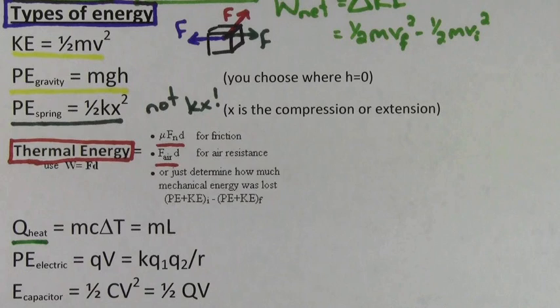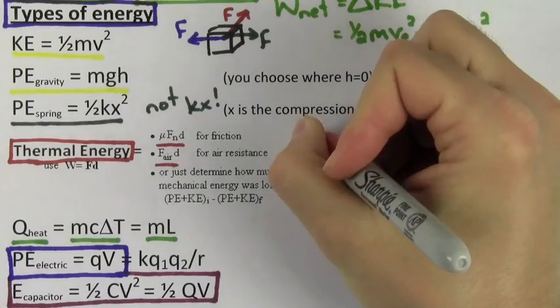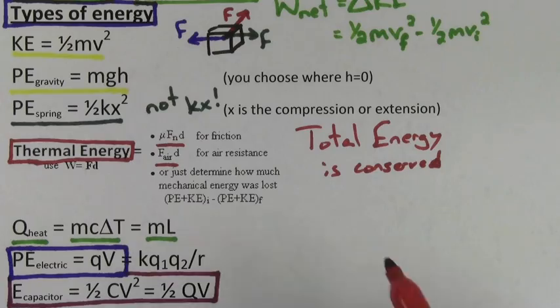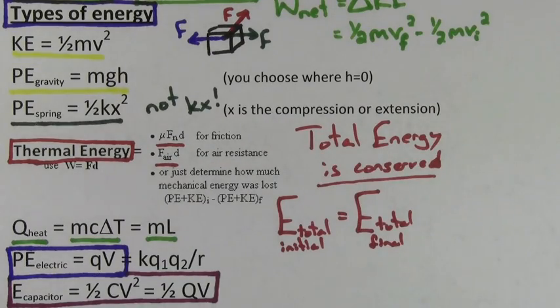Heat is technically a transfer of energy, and if you heat up an object, you can change its temperature or change its phase. The simplest formula for the electric potential energy is the charge times the electric potential. The electric potential energy stored in a capacitor is 1/2 CV squared or 1/2 QV. The reason we care about energy is that the total energy is always conserved. In other words, the total initial energy equals the total final energy.